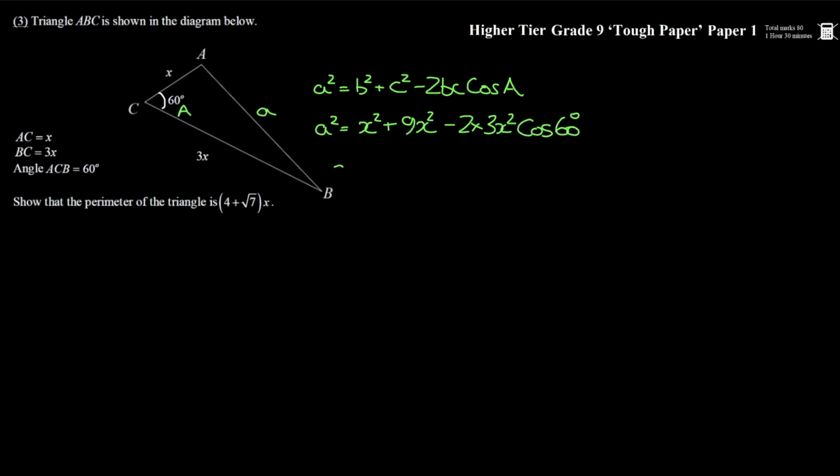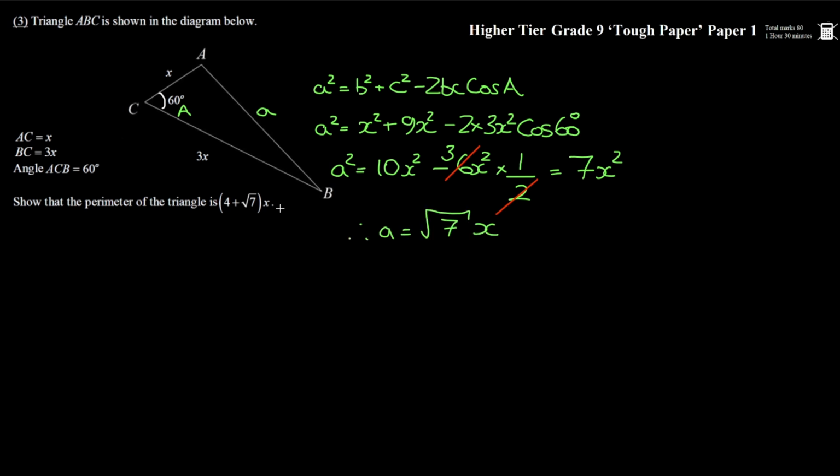So tidying this up, we get A squared is equal to, this is 10x squared, and this is 6x squared, multiplied by cos 60, you should know, is a half, one of the standard angles. And the 2 will cancel with a 6, giving us 3. So we've got 10x squared, take away 3x squared. So this is equal to 7x squared. So therefore, A is equal to root 7x. So looking at the answer, we're clearly on the right road.